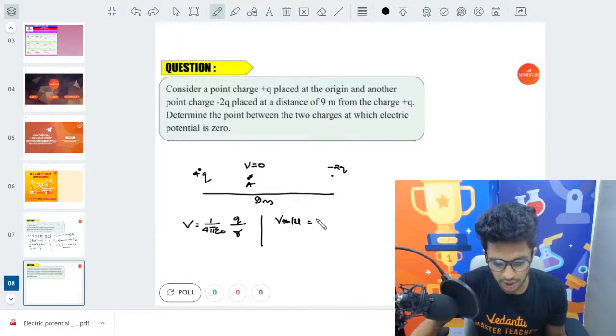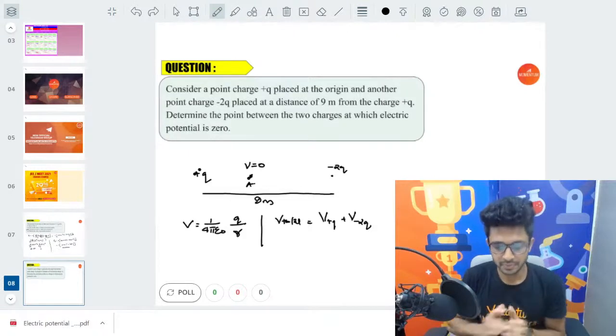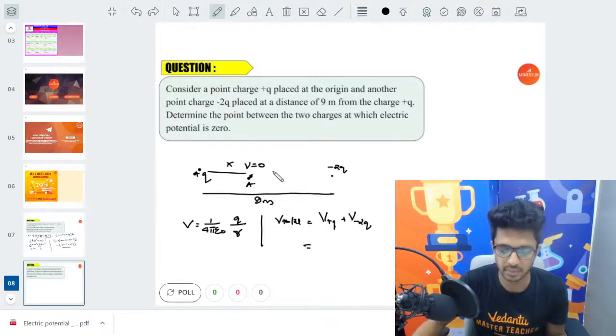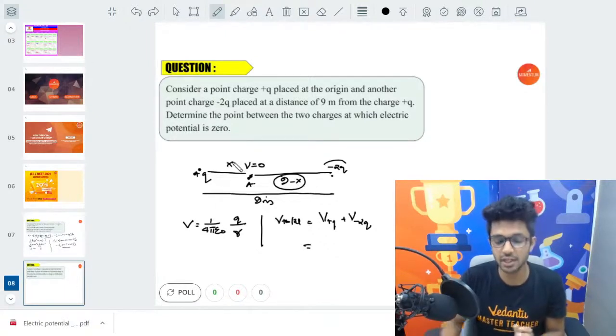the potential produced by plus Q plus the potential produced by minus 2Q, right? What is the potential produced by the plus q? Let's say the point A is at a distance of x from the plus q charge and the total is 9. So how much distance will point A be from minus 2q? It is going to be 9 minus x, because the total is 9. Here we have already used x, so the remaining is 9 minus x.